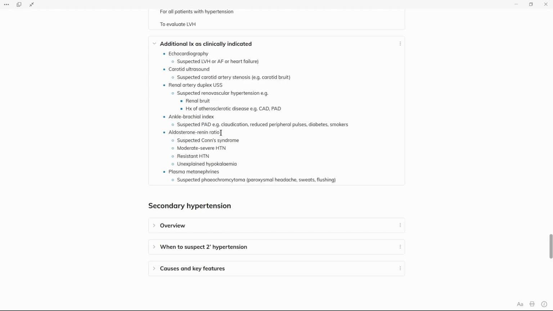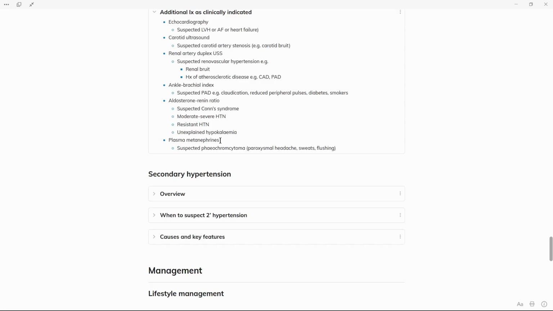The aldosterone-renin ratio, if you suspect Conn syndrome, in patients with moderate to severe hypertension, patients with resistant hypertension, or in any patient with hypertension and an unexplained hypokalemia. Serum metanephrines, if you suspect pheochromocytoma, which usually presents quite strongly clinically with paroxysms of headache, sweats, and flushing.